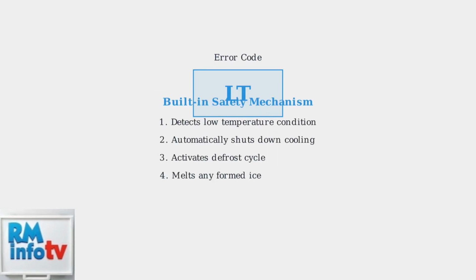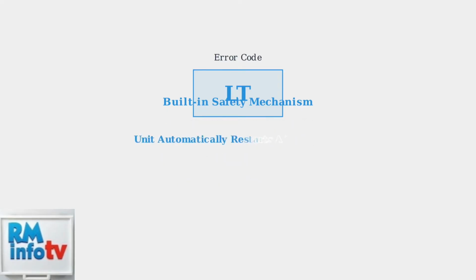When triggered, the unit automatically shuts down its cooling function and begins a defrost cycle to melt any ice that may have formed. Once the defrost cycle is complete and any ice has melted, your DeLonghi air conditioner should automatically restart and resume normal cooling operation. In most cases, no manual intervention is required.